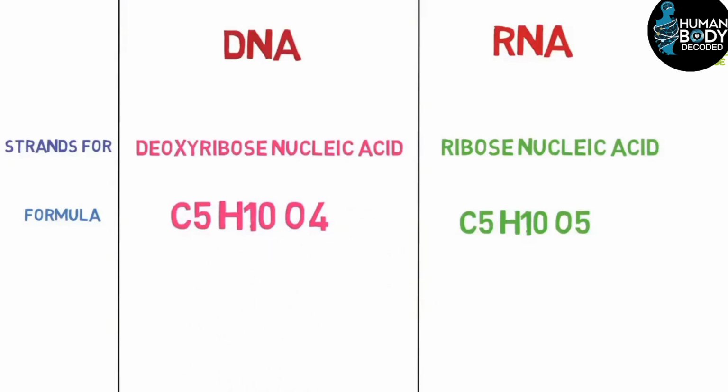Now, you might be thinking, why? Because it is made up of 3 words. De means removal, oxy means oxygen, and ribo means ribose sugar. When you remove one oxygen from ribose sugar, you get this formula which is known as deoxyribonucleic acid.